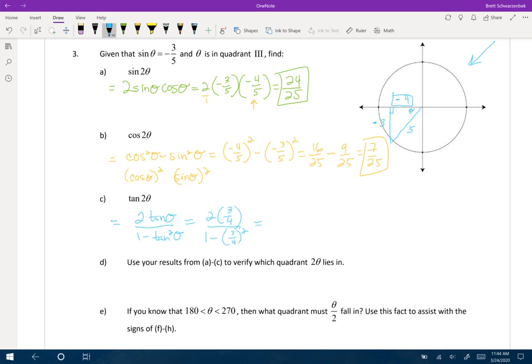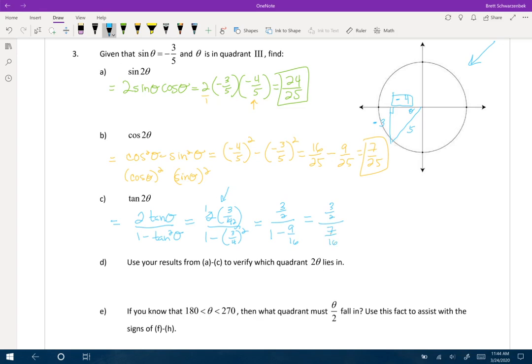So we could multiply the top and get 6/4, but we could also reduce the 2 and the 4 to get 1 and 2. So this is 3/2 on the top. 1 minus 3/4 squared, which is 9/16, on the bottom. Use a little calculator work or not, but 1 is the same as 16/16, minus 9/16 is 7/16. So right now we have this.